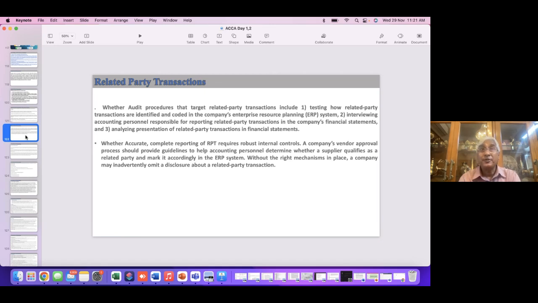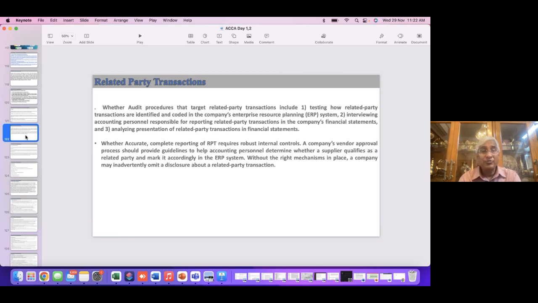Whether accurate, complete reporting of related party transactions requires robust internal controls, because suppose this transaction is not mapped in the ERP, and not even the accounting team discloses that this is a related party, then the onus is also on the internal controls: how is that party escaping as a related party, why is the party not being mapped in the ERP system, why is the party, despite fulfilling the criteria of a related party, not falling under related party? So all these are to be accurately measured, and the complete reporting of the same is required under the law.